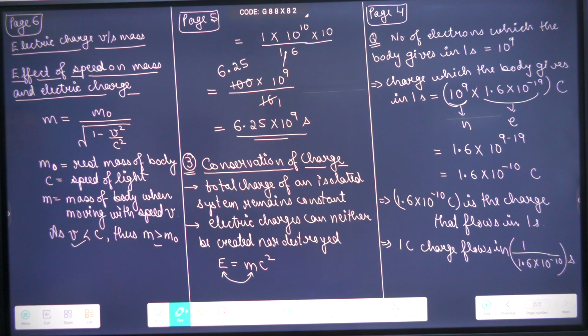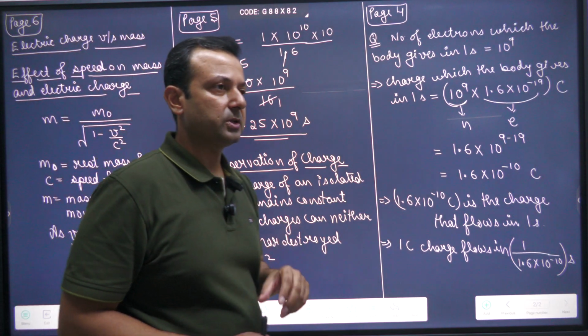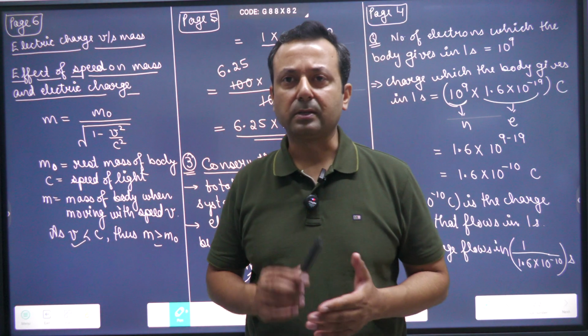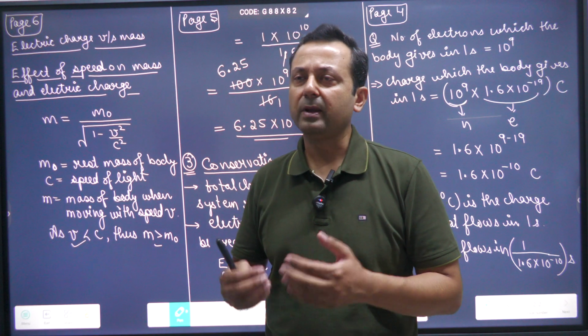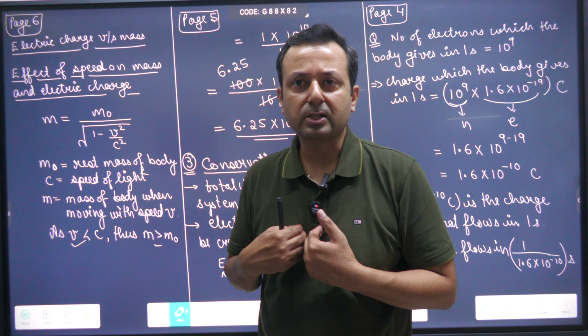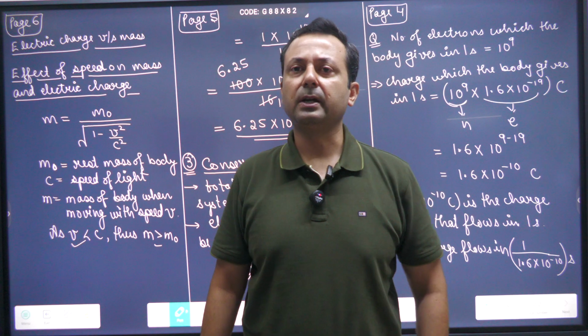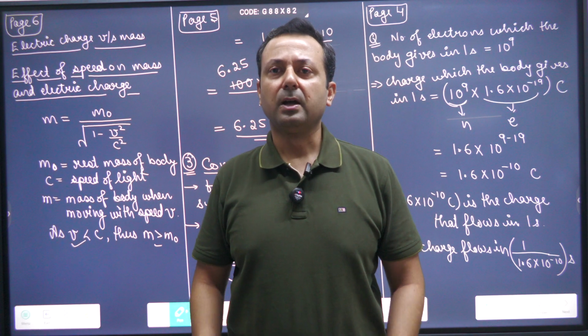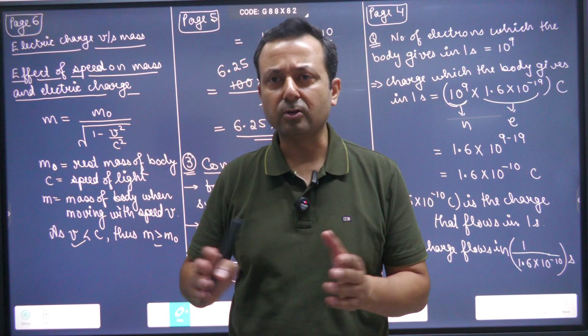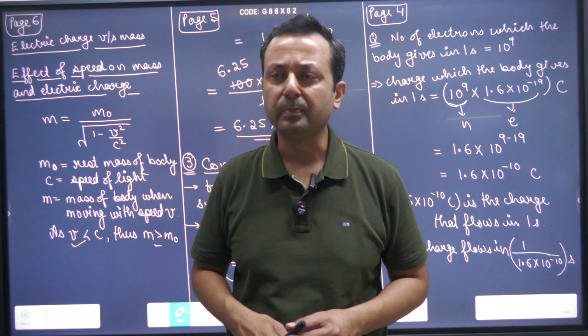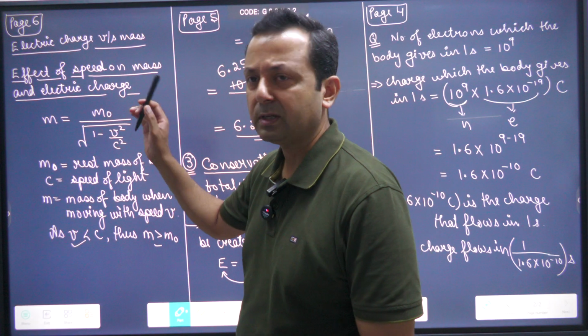First of all, according to the special theory of relativity, you have to learn this relation: m is equal to m naught upon under root 1 minus v square upon c square. Now, what is m naught? M naught is called rest mass of the body. What is this rest mass? Whenever we measure our mass on a weighing machine, then that mass is called rest mass, because at that time we are standing on a weighing machine, in a position of rest. We are not moving, we are not under motion. So m naught is rest mass.